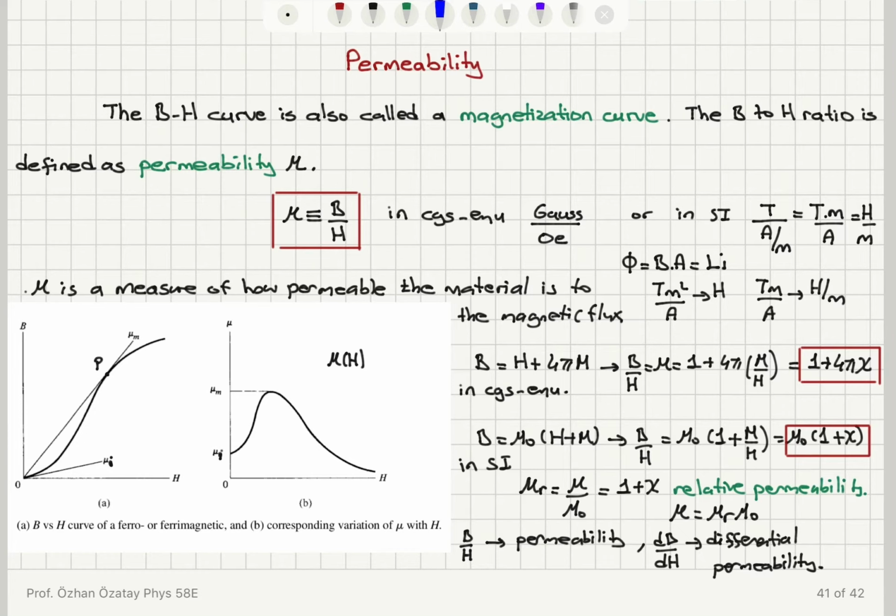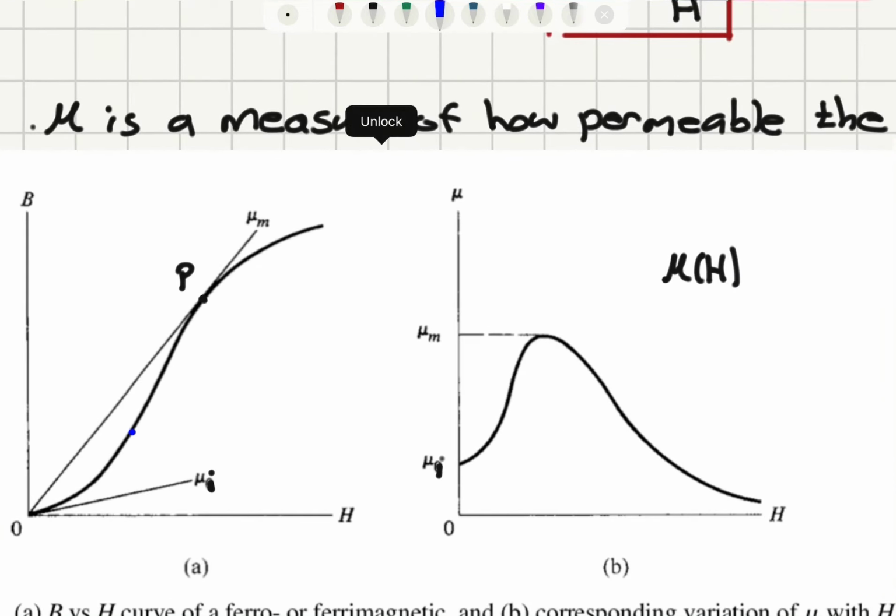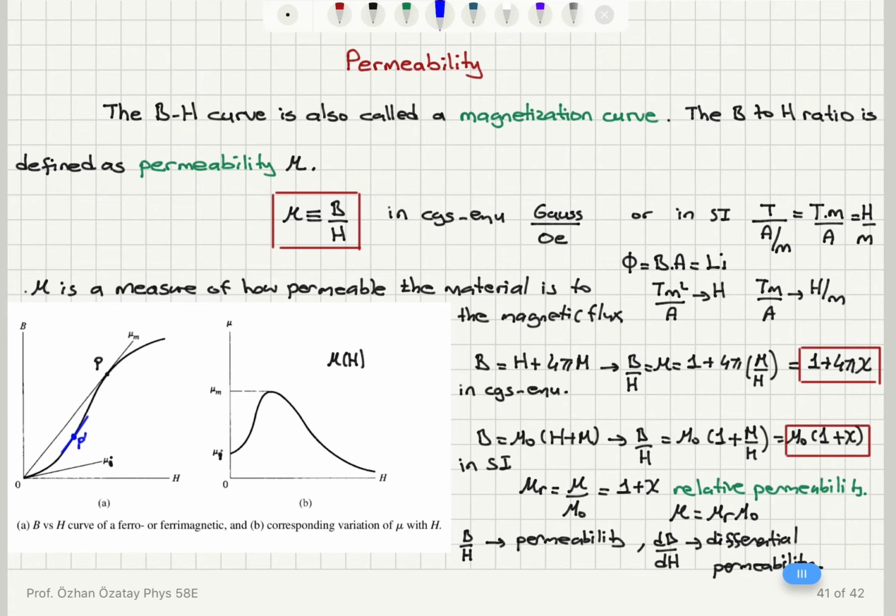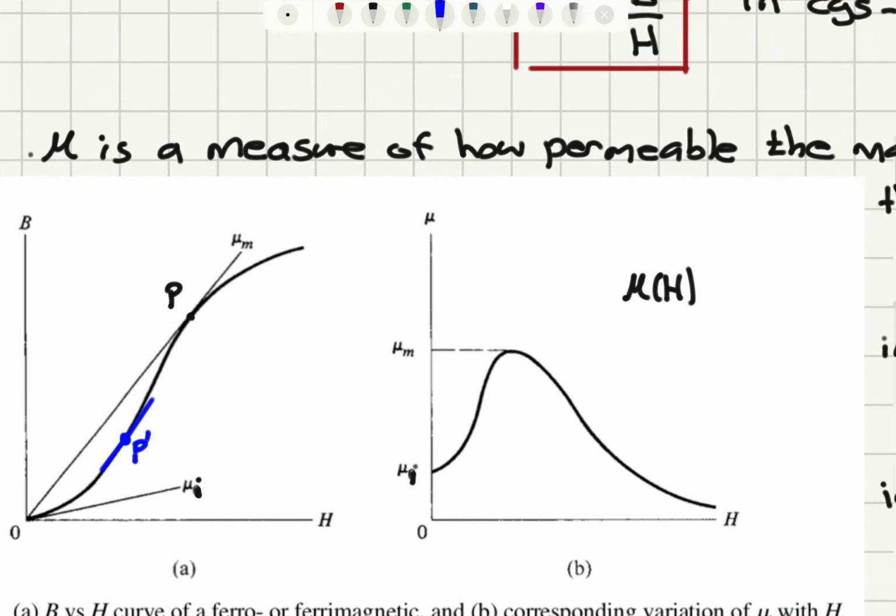If you look at the slope of B to H by drawing a line from the origin to the point of interest, we get permeability. If you look at the local slope at that point, for example, if I look at this point P prime and I draw a line here, so I look at the slope at this point P prime, this is going to give me a differential permeability. And that is not the same thing as drawing a line from the origin to this point. This is going to be a different line and different slope, as you can see here.